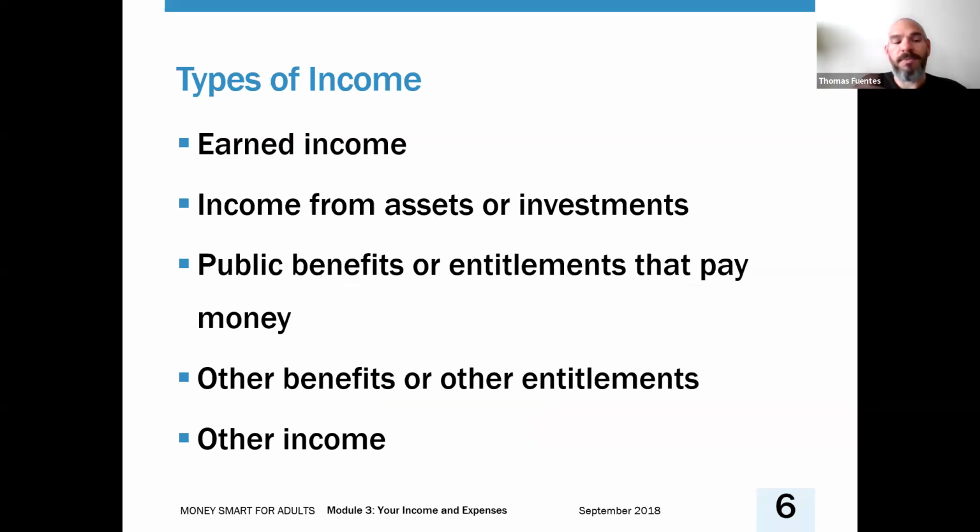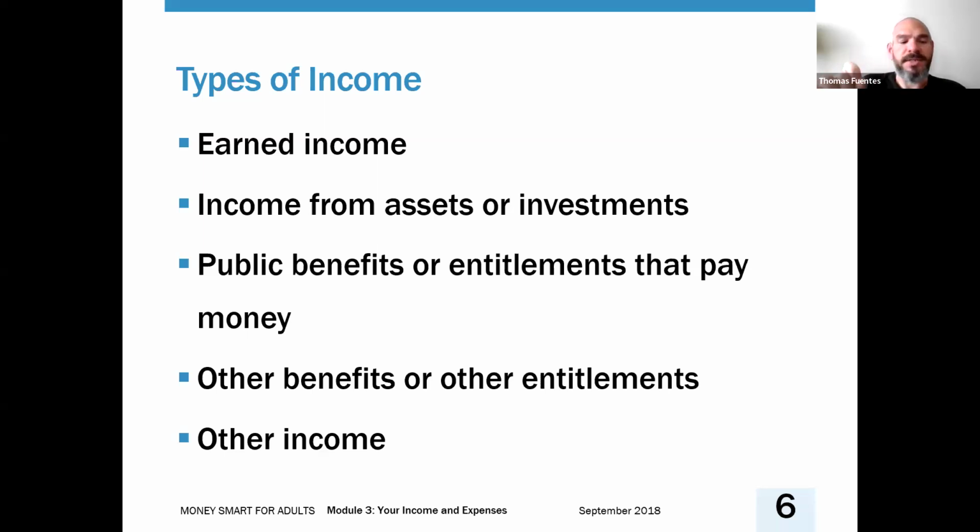You can also get income from assets or investments. Assets are things you own. Examples of this would be stocks, ETFs, mutual funds, bonds. An asset also could be something like your truck or your car. Public benefits can be things like SSI, SSDI, things like that. Other benefits can fall into several different categories depending on your situation. There's different types of childcare subsidies, transit subsidies, housing subsidies, utility assistance, and things like that.